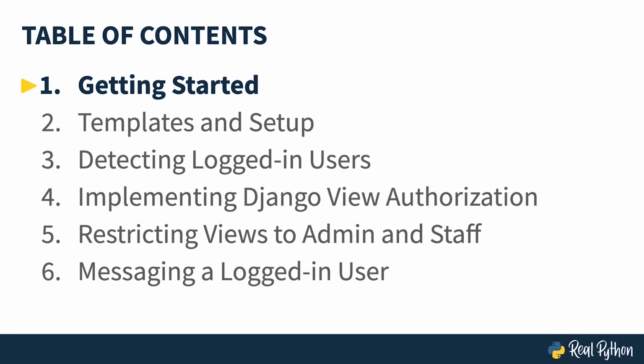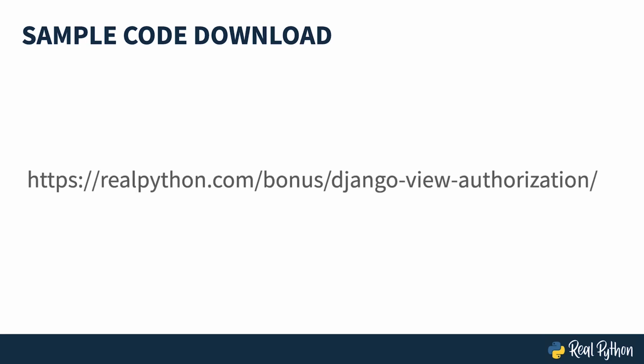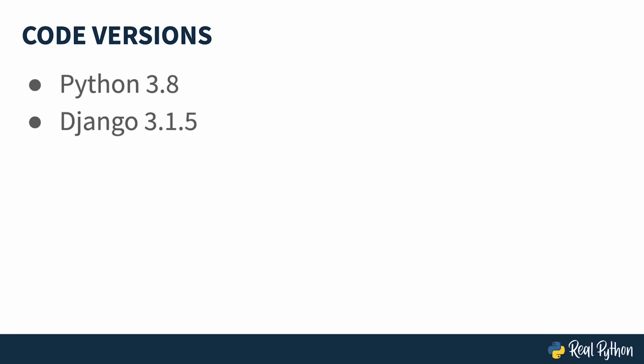Getting started. To better understand authorization, you'll need a project to experiment with. You'll run through the creation of a simple blog app to demonstrate the techniques needed. Alternatively, you can follow along by downloading the sample code from this link. All the demonstration code was tested with Python 3.8 and Django 3.1. It should work with other versions, but there may be subtle differences.